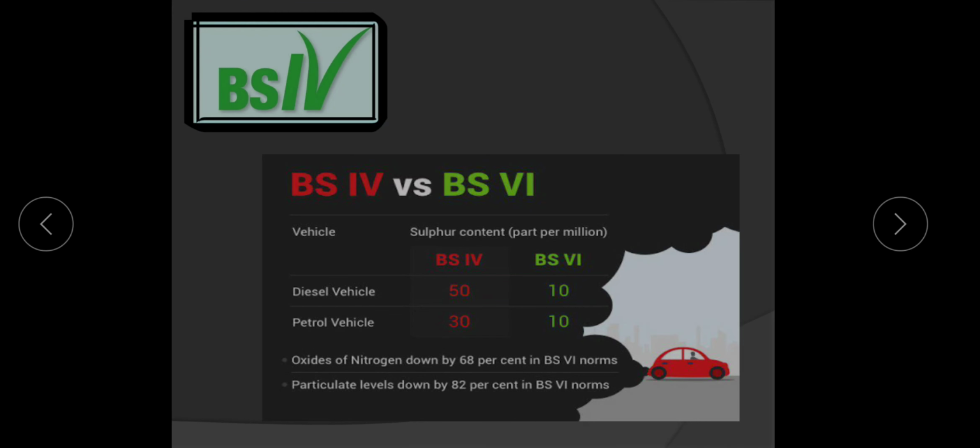This is the master. This is BS4. This is a BS4 versus BS6 table. In diesel vehicles, in earlier days they changed into BS6. The sulfur content in BS4 is 50 in diesel vehicles, it is converted to 10 in BS6. In petrol vehicles, it has been 30, it converted into 10. The oxides of nitrogen are down by 68% in BS6 norms. Particulate level is down by 82% in BS6 norms. Bharat Stage 6 is the master nowadays.